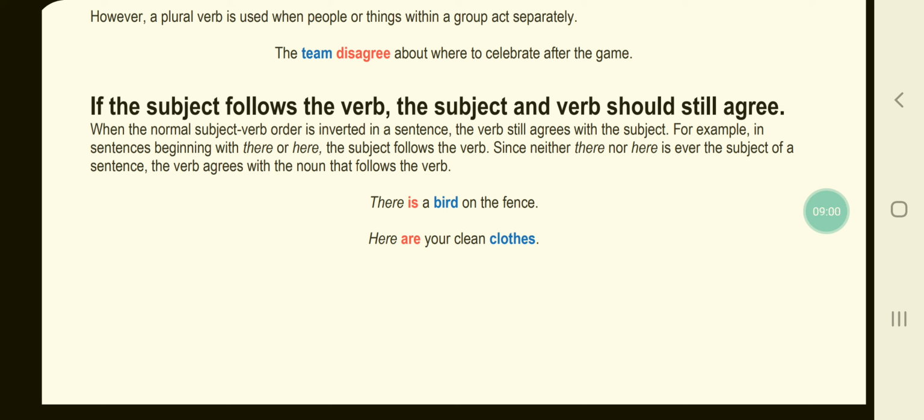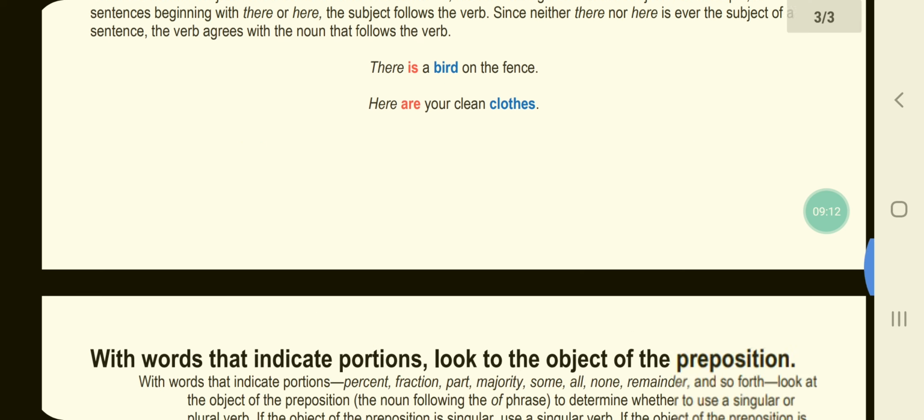So children, what you need to note is the noun here. Like, here are your clean clothes. So children, clothes is again plural. Henceforth, the verb is also plural.